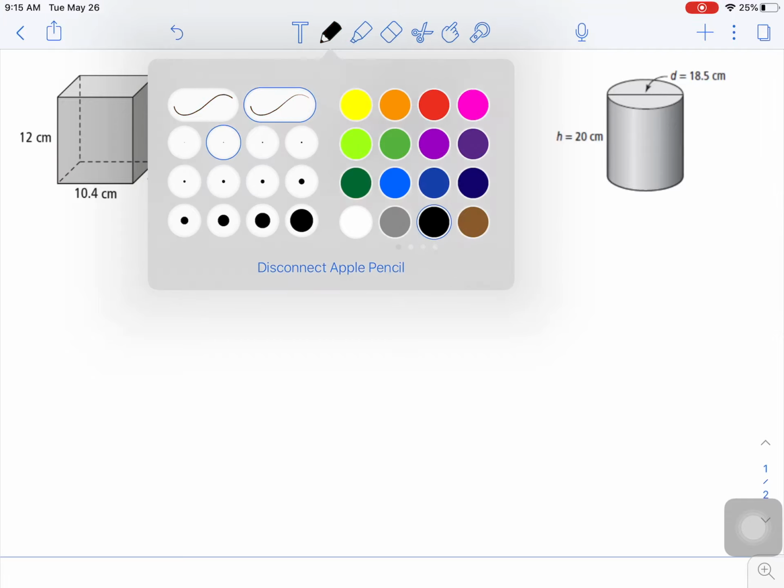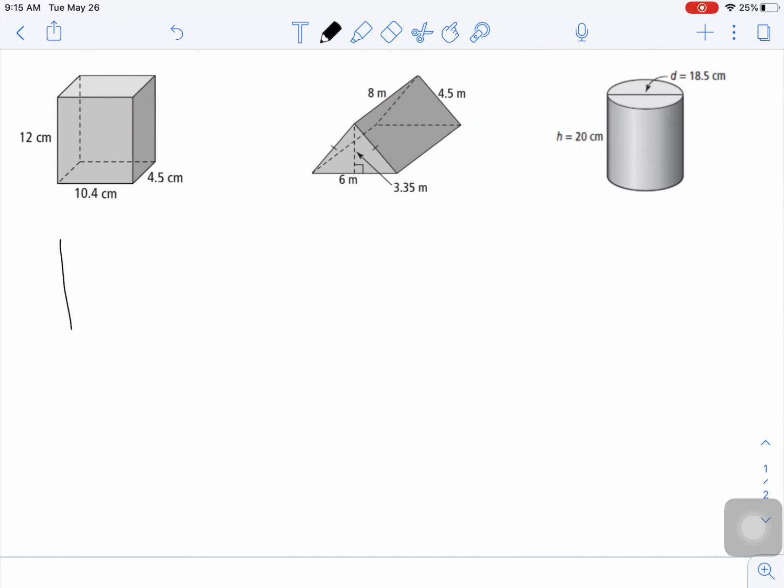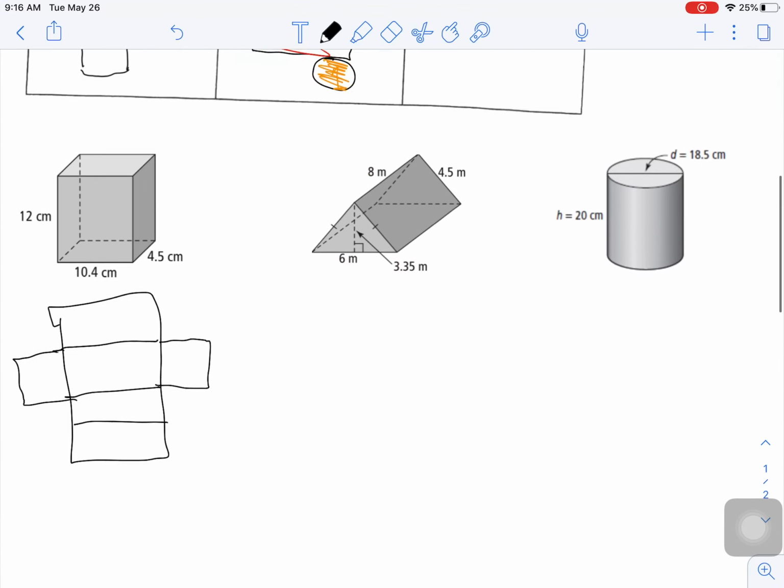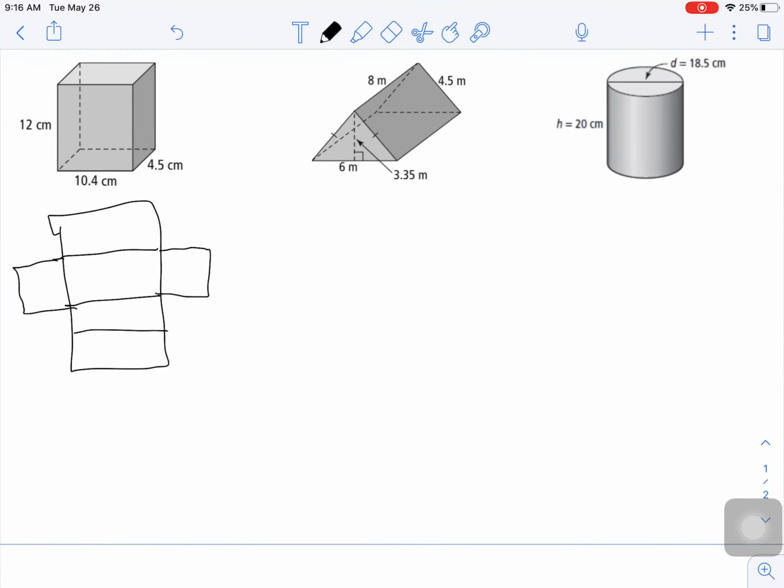So I like to draw out my net first. We want to find the surface area of these 3 shapes, and you could pause the video to do that. So this first one, we could use the formula above. We could use this formula here. Or we could just, if I drew the net and said, well, this is 10.4.